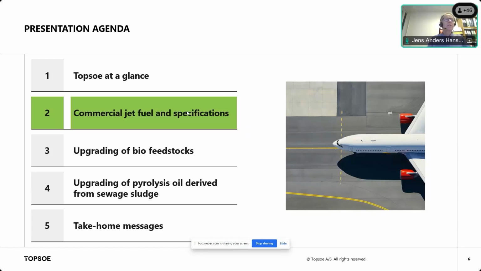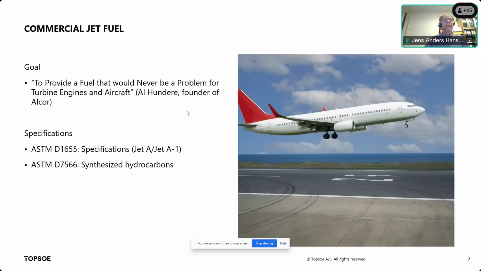Let us take a look at jet fuel specifications. Daniele also addressed this to some extent, and I will go a little bit deeper. When you have a jet fuel, the goal is to provide a fuel that would never be a problem for a turbine engine or an aircraft. That's a statement from a founder of a company called Aalborg. So there is, of course, a lot of conservatism when you are flying. You need a fuel that is able to bring you from one place to another in a safe manner. There are specifications in play for jet fuels.